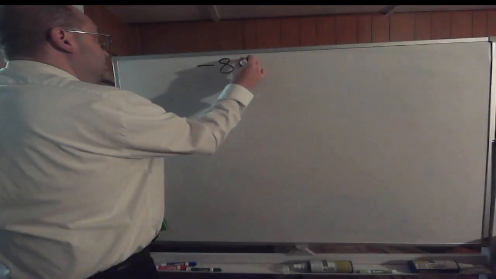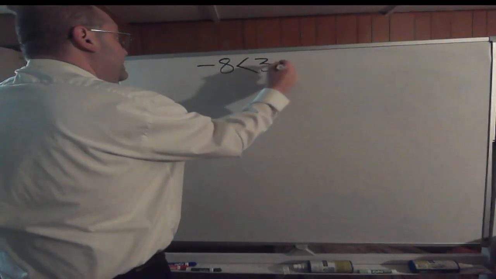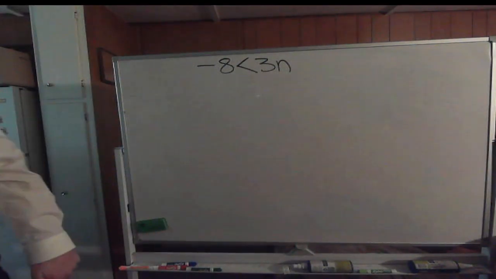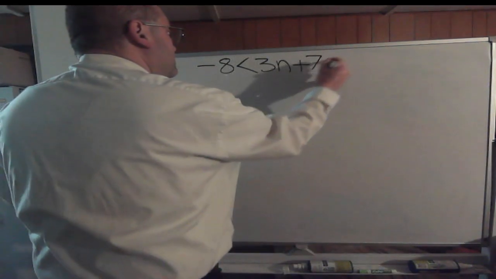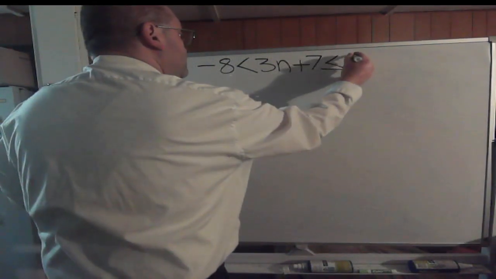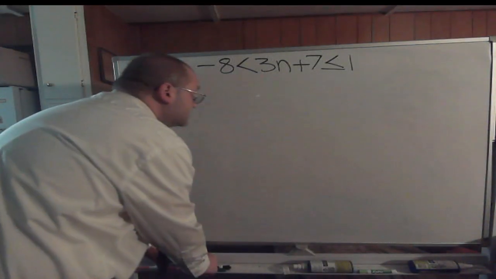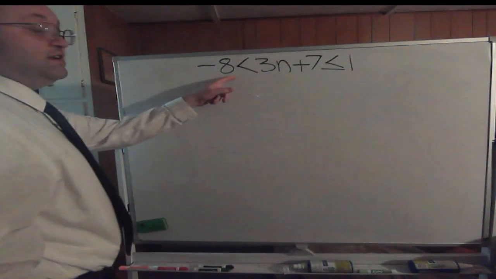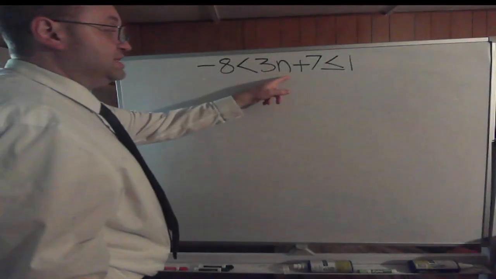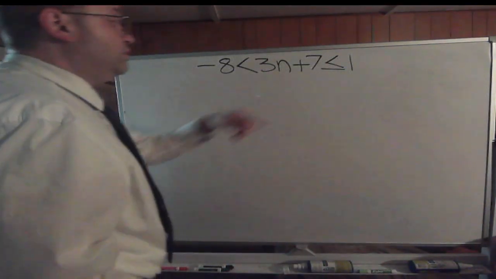All right, negative 8 is less than 3n plus 7, which is less than or equal to 1. So for this combined inequality, we have here negative 8 is less than 3n plus 7, which is less than or equal to 1.